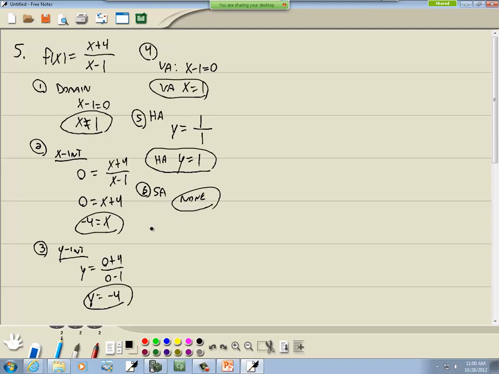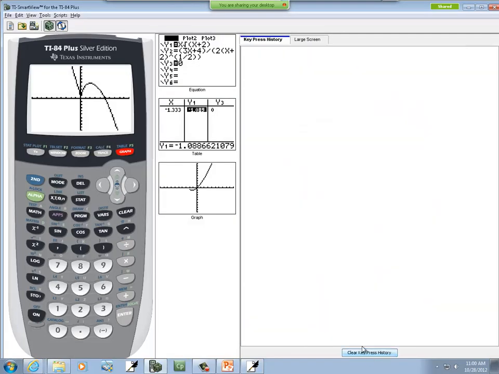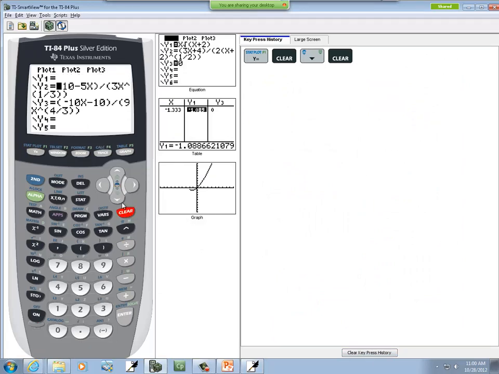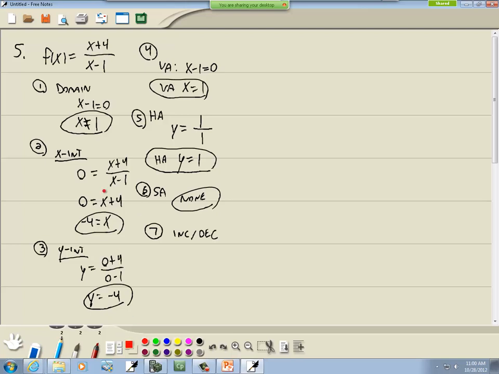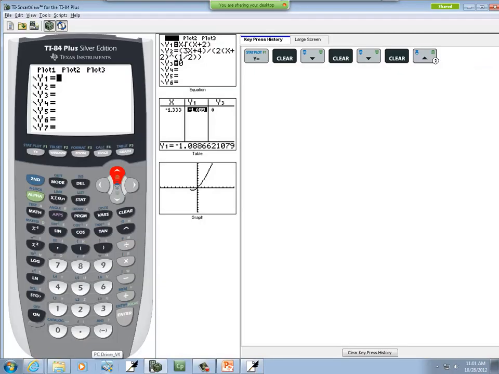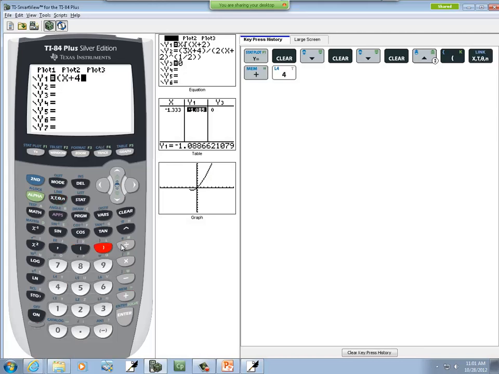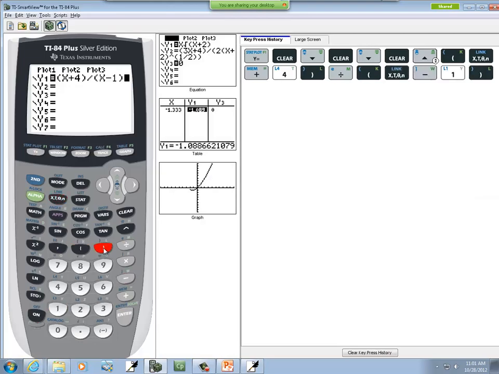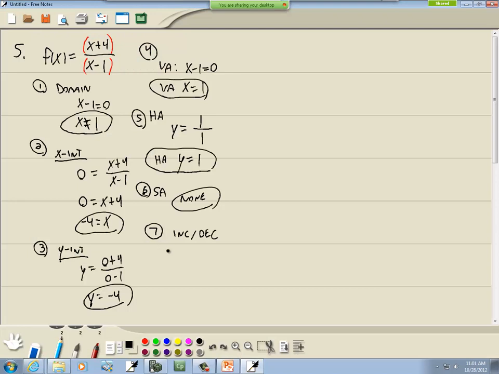Okay. Now our increasing and decreasing. Actually, let me go ahead and put that on y1 first. Now the key to putting these in your calculator is if you've got a fraction, let me clear those out, put parentheses around the top, parentheses around the bottom. So when I plug this into y1, I have beginning parentheses, x plus 4, close parentheses, divided by beginning parentheses, x minus 1. Like that.